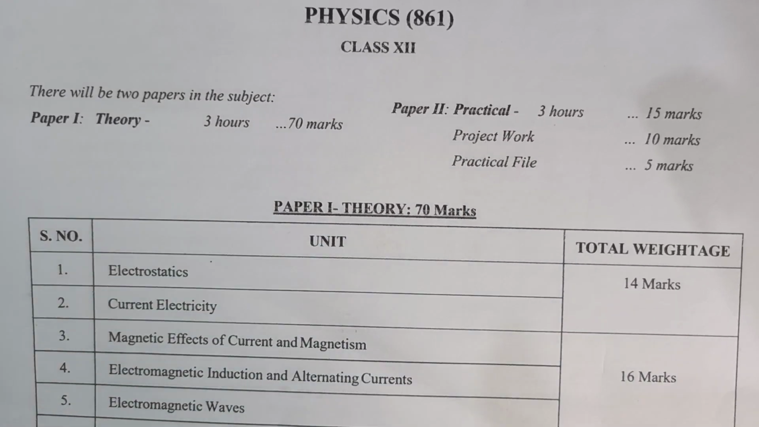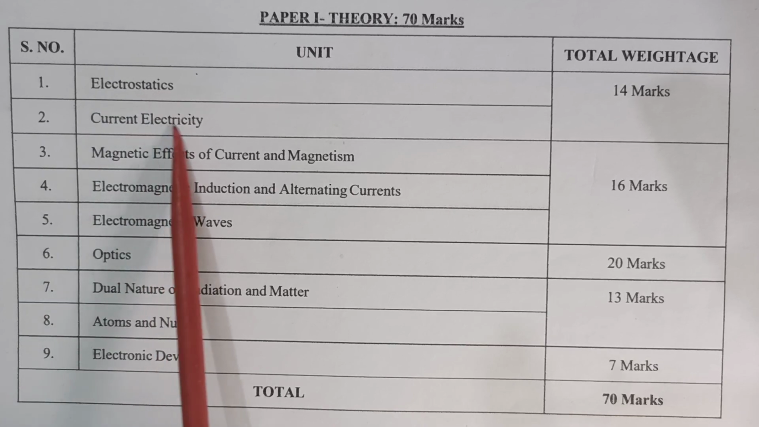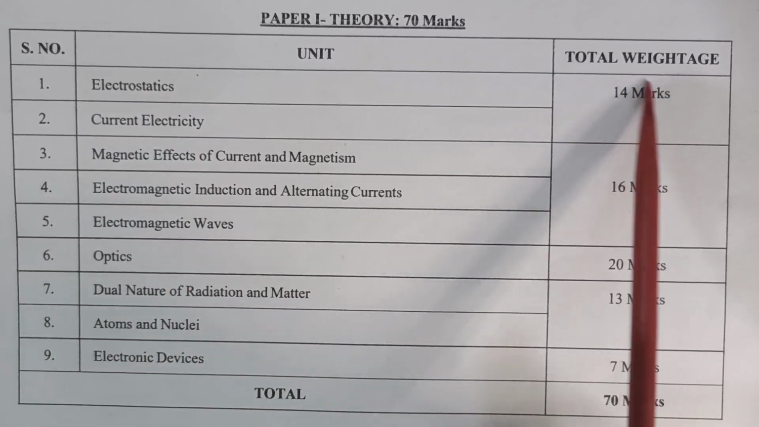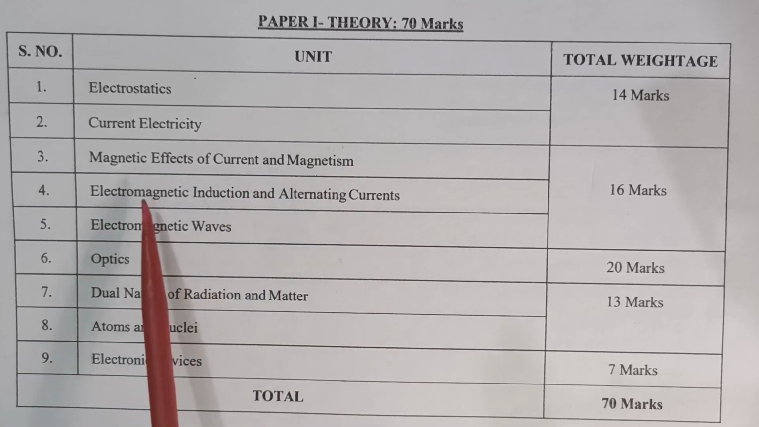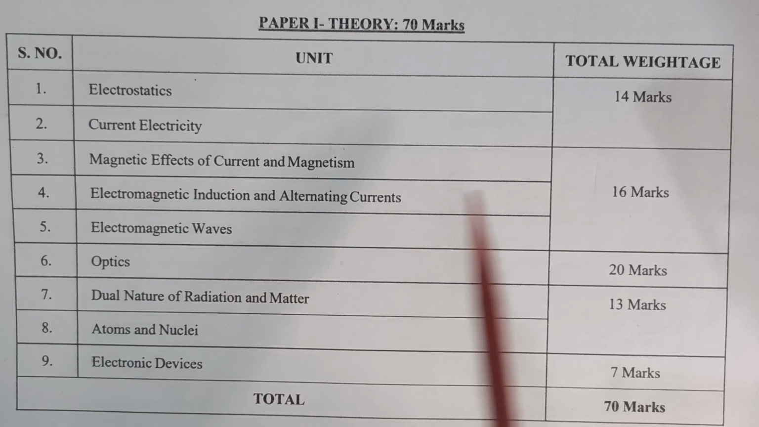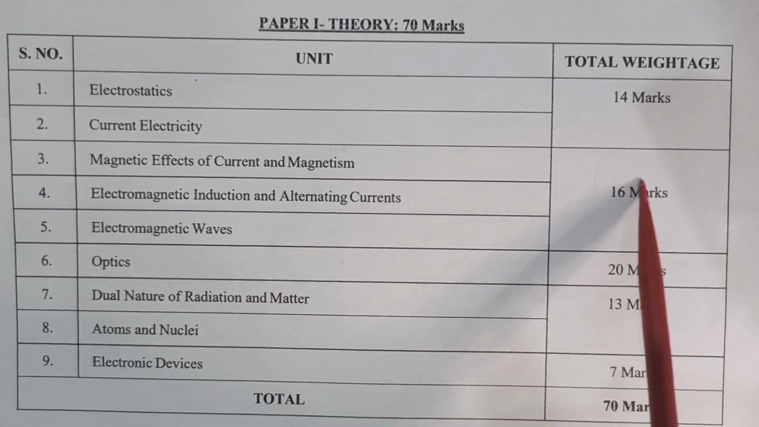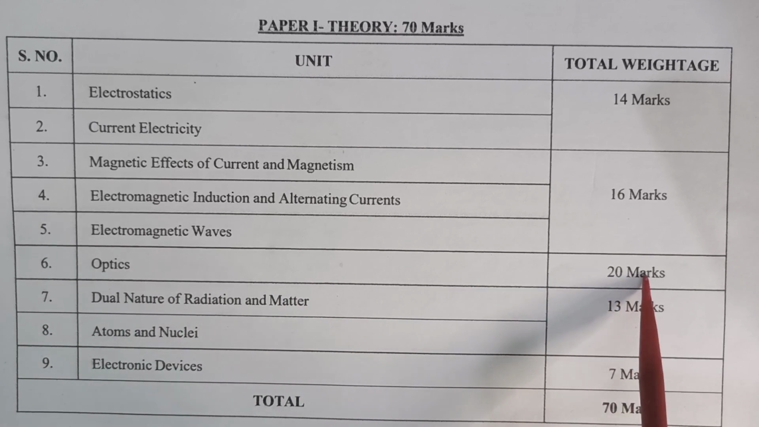Then we come to the topics in the syllabus. Electrostatics and current electricity will have 14 marks questions. Magnetic effect of current and magnetism, electromagnetic induction, alternating current and electromagnetic waves: these three topics together will have 16 marks questions. Optics will have maximum weightage, 20 marks questions.